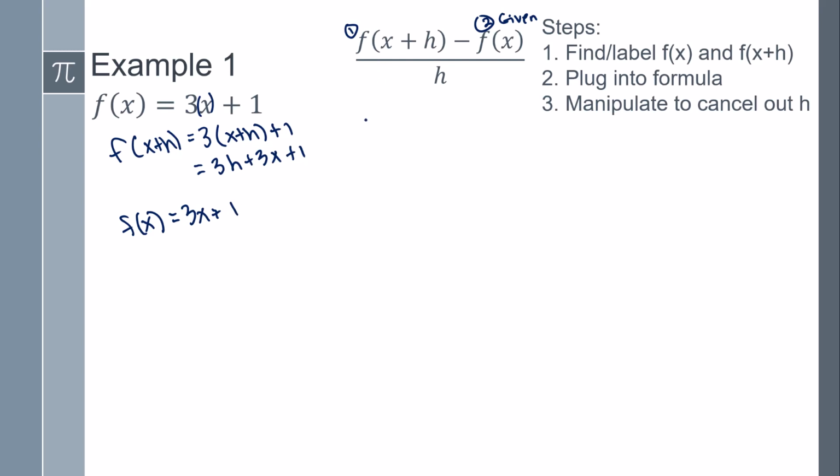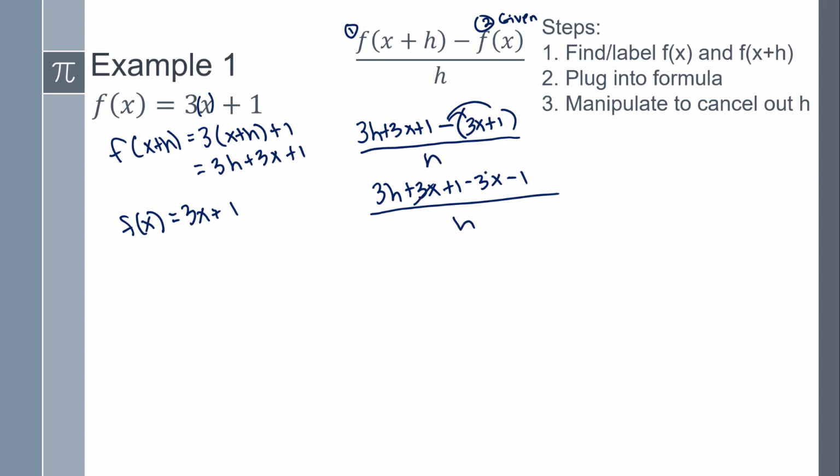So f of x plus h, we said, is 3h plus 3x plus 1, minus, now I'm subtracting everything, so minus 3x plus 1 all over h. Now we're going to start simplifying things algebraically. So the negative is going to distribute. Now notice the 3x's cancel out, the 1 cancels out, and then now the h's cancel out. So my answer is going to be 3. So I first found the f of x and the f of x plus h. I plugged it into the formula, and then I manipulated it to cancel it out.